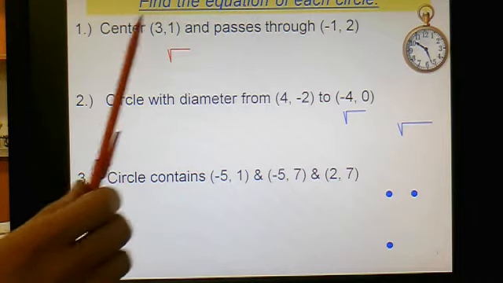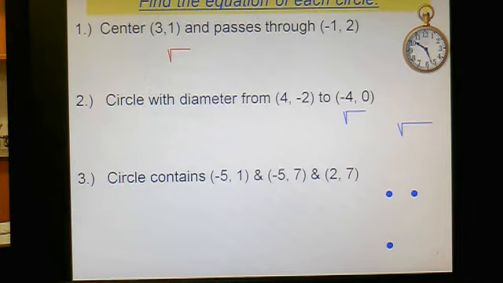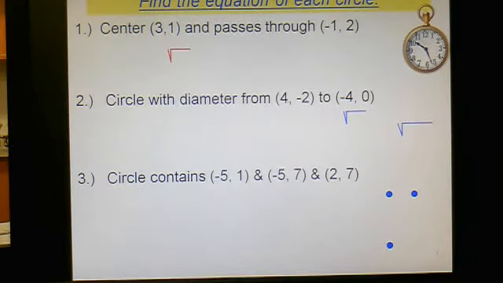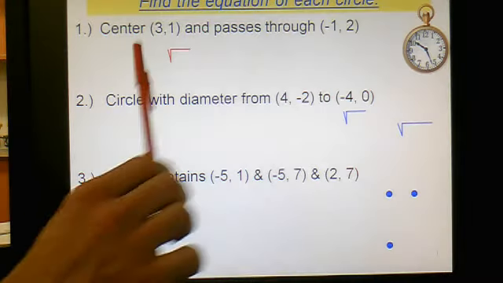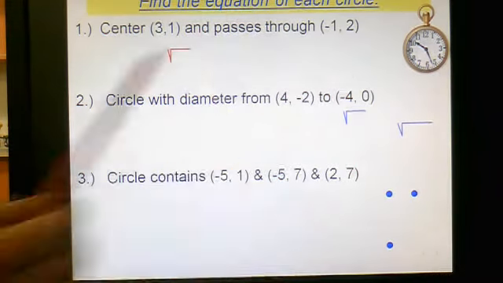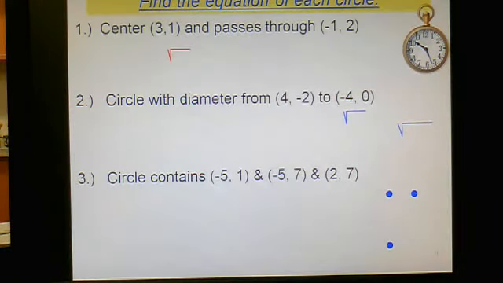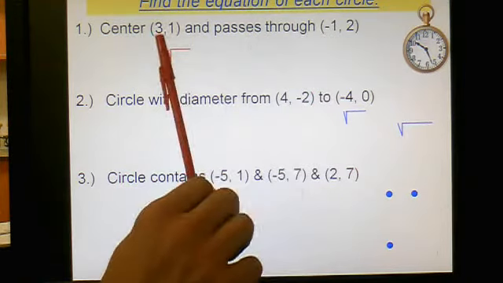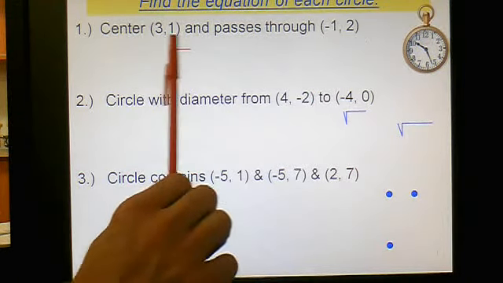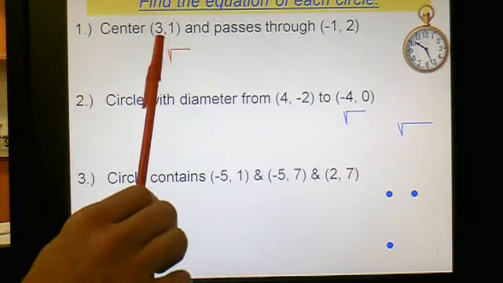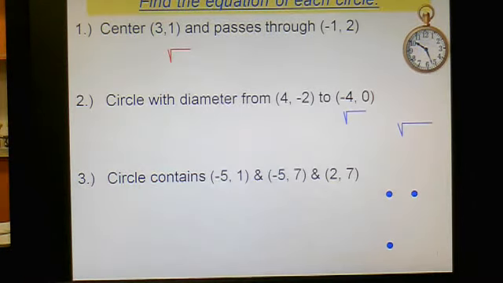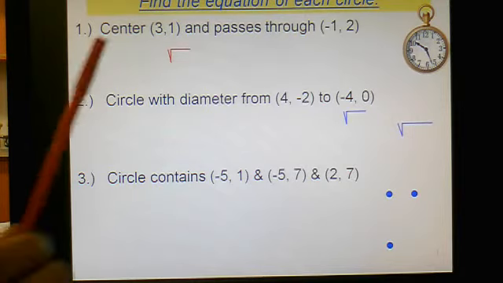I'm giving you the center here, so H and K are given on there. I'm giving you a second point. If you have the center and another point, you're going to have to work to find the radius. Think about how you find the radius here. Well, you find a radius by finding the distance from the center to another point. So the first step of this is identifying the radius. The second step is, oh man, I'm going to have to find the distance from 3, 1 to negative 1, 2. And I would just do that quickly with the distance formula.